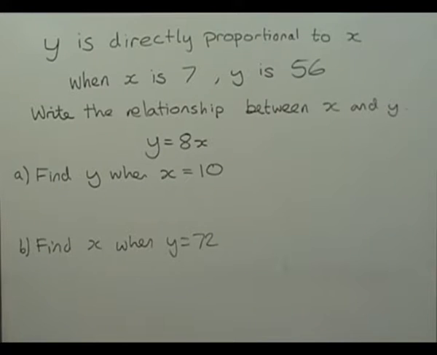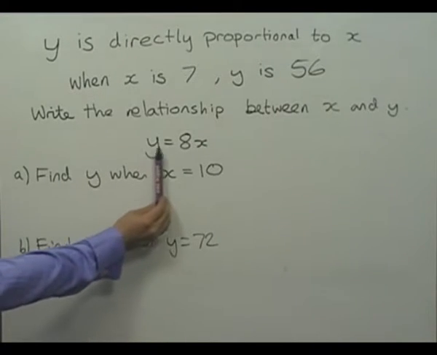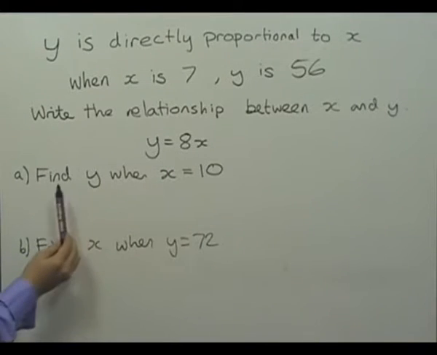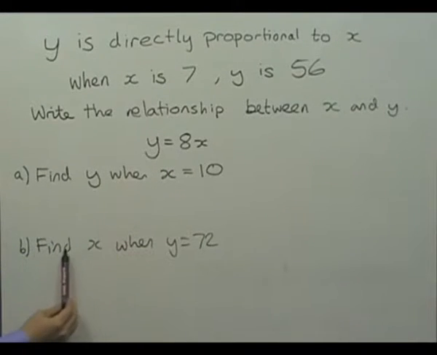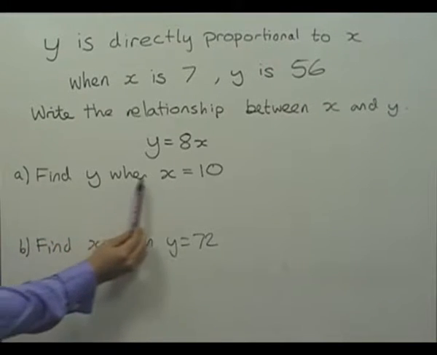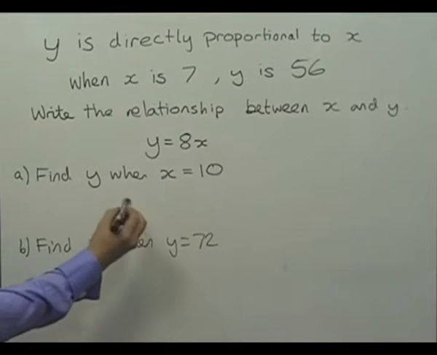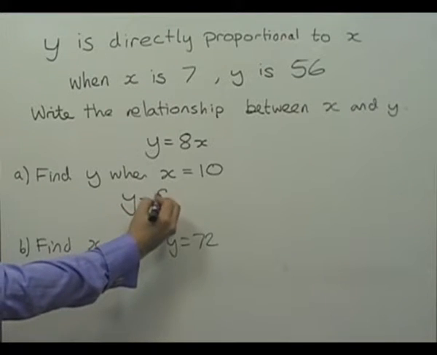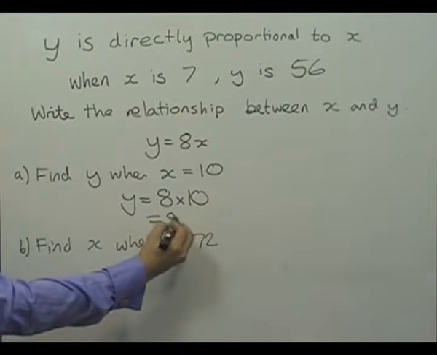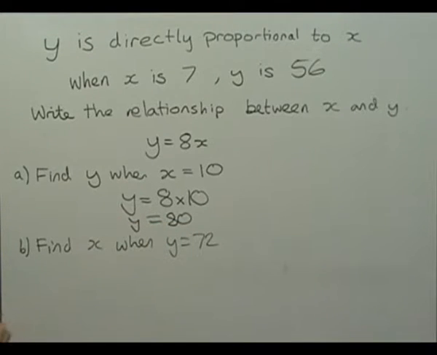Right, now we're going to take our question a step further. We've got the relationship between x and y, and we've written it. We're now going to put in values and find different situations. So the first situation is find y when x is 10. Well, this is a simple substitution. You're going to swap the x for 10 and then just work out the answer. So y is equal to 80.